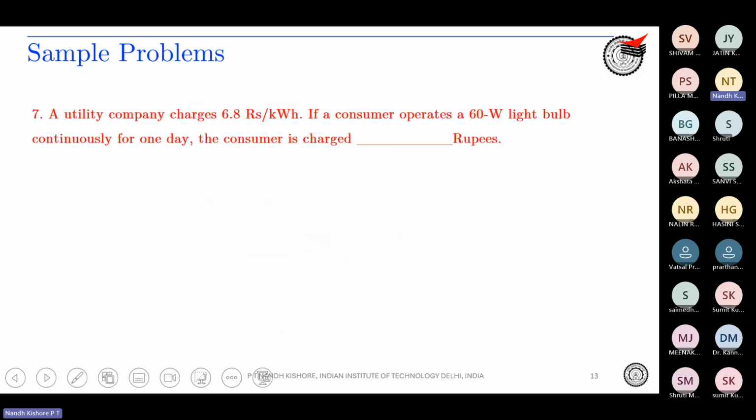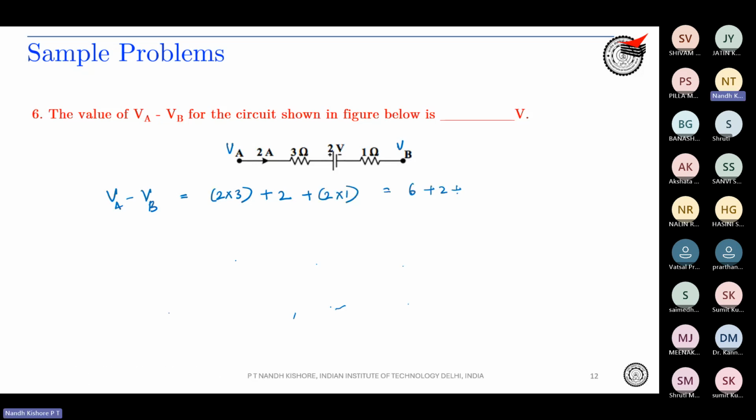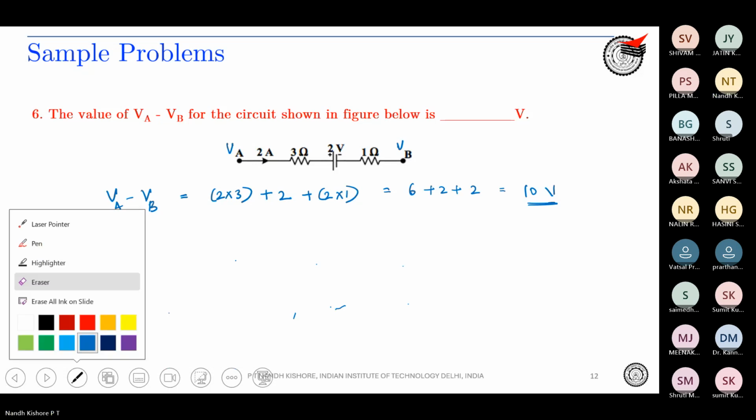Again, a very simple question, that is, find the value of VA minus VB. So VA minus VB is what we want, and the current of 2 amperes is flowing over here. So directly apply KVL. You will be getting 2 into 3, plus 2, plus 2 into 1, which is 6 plus 2 plus 2, which is 10 volt. Very straightforward question.